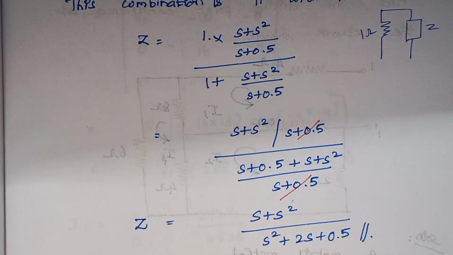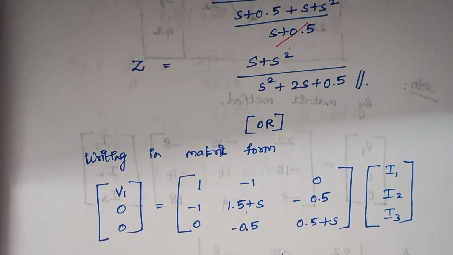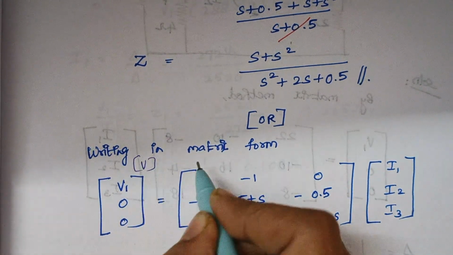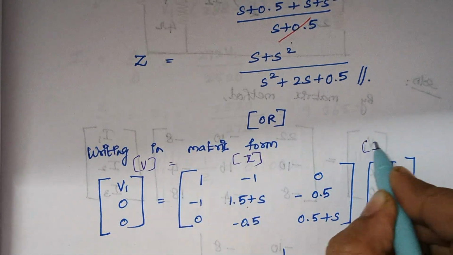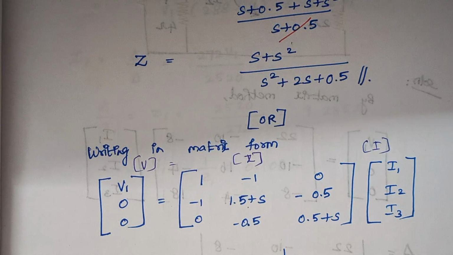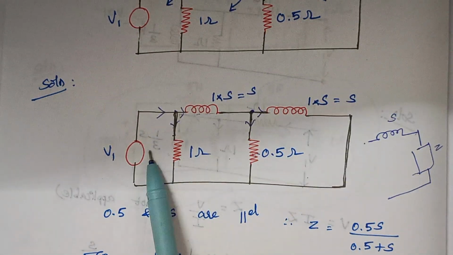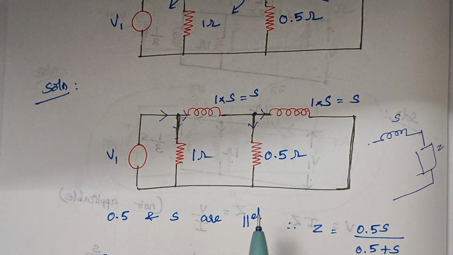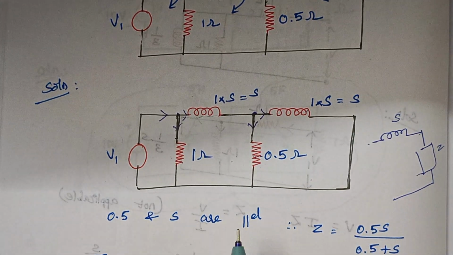The same problem can be solved by using the mesh method. Here we are going to write everything in the form of a matrix. The basic formula is V is equal to Z into I. Again, when you look back at the problem, how many loops do you have? Totally we have 3 loops: 1, 2, 3. Now we are going to write these values in the form of a matrix. Therefore, we have to frame a 3 by 3 matrix for impedance.